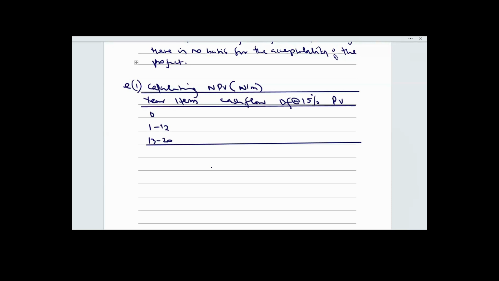All right. So here is initial outlay, annual contribution. Initial outlay is 260 million naira. The annual contribution is constant at 40 million for year 1 to 12, and 34 million for year 13 to 20. So we need to go and calculate annuity factor of years 1 to 12 and then years 13 to 20.